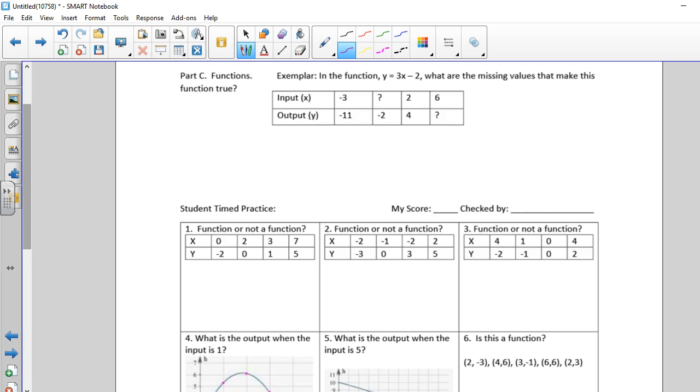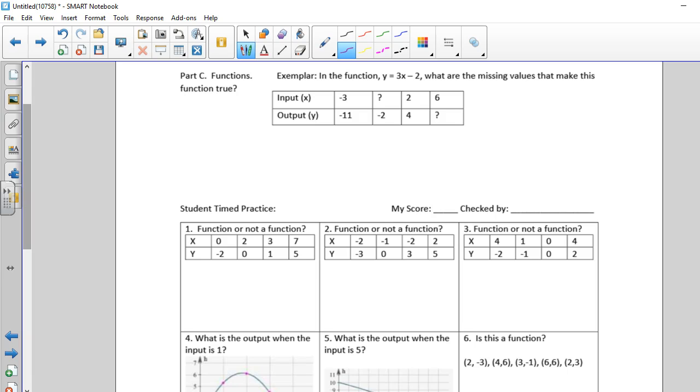When we have a function, it has to have unique values. There has to be one input for each output. If the input repeats and shares more than one output, or if the outputs share one input, it's not a function. So this is that function, not a function rule that we started with.